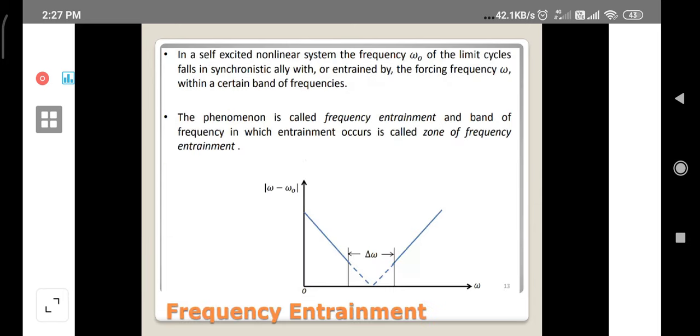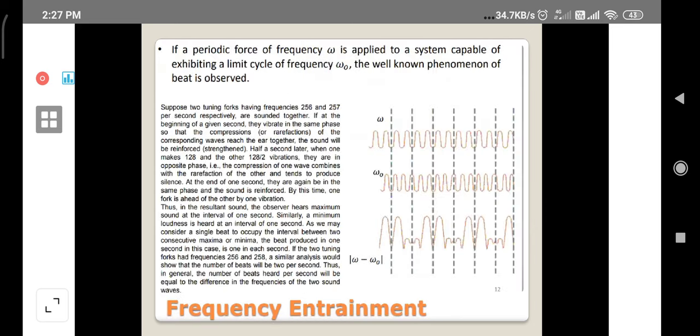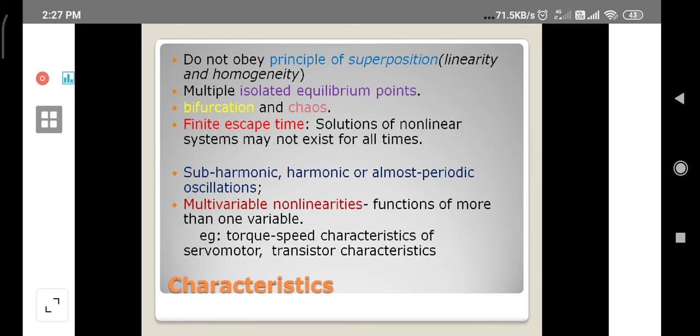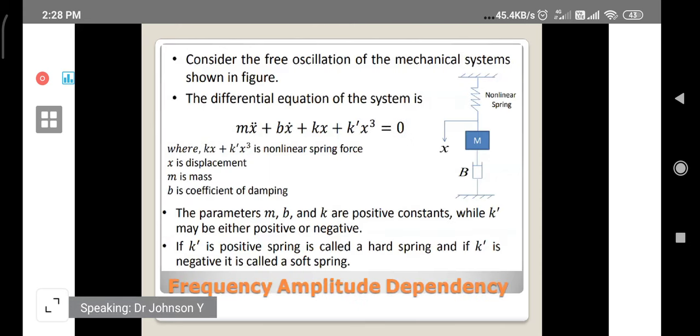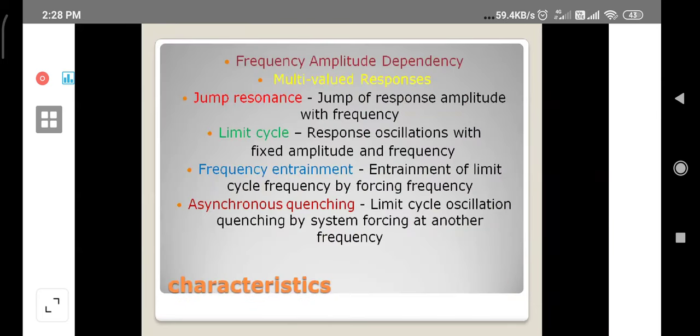Some other important characteristics I also mentioned here. For example, the system will not obey the superposition principle, and there are isolated equilibrium points. Finite time characteristics and harmonic analysis, and then limit cycle, jump response, frequency entrainment, synchronous quenching. These are all different types of characteristics. This is actually just the beginning of this vast topic. When one wants to study more about this, it will help in some way, because you are students in the sixth semester, at the beginning of nonlinear systems. When we go to higher topics or higher research level, we will get more exposure to these topics.